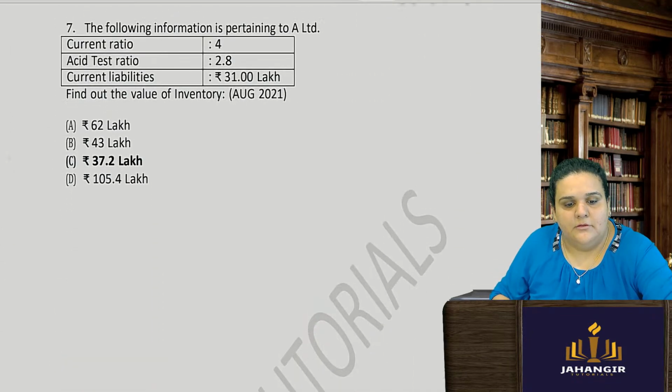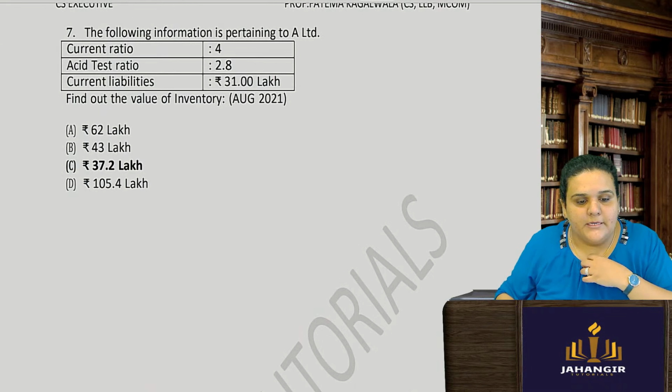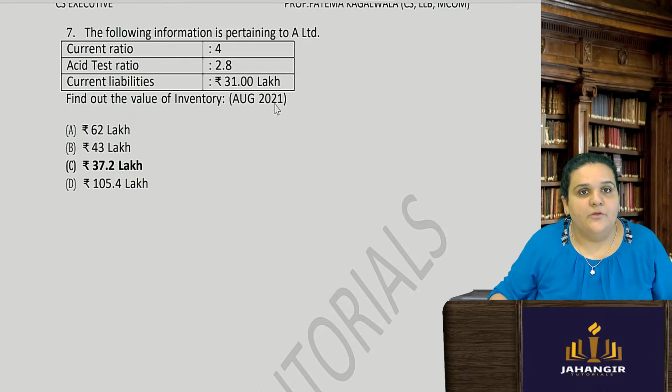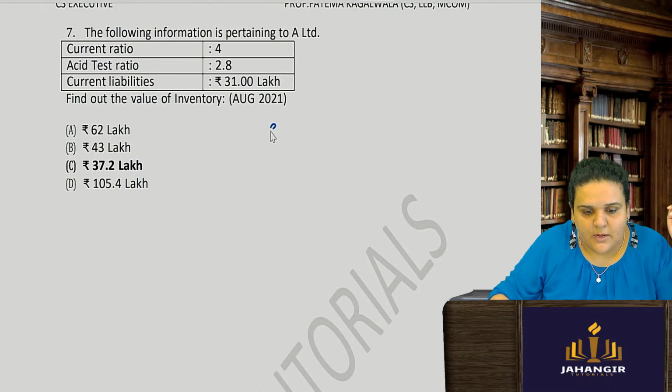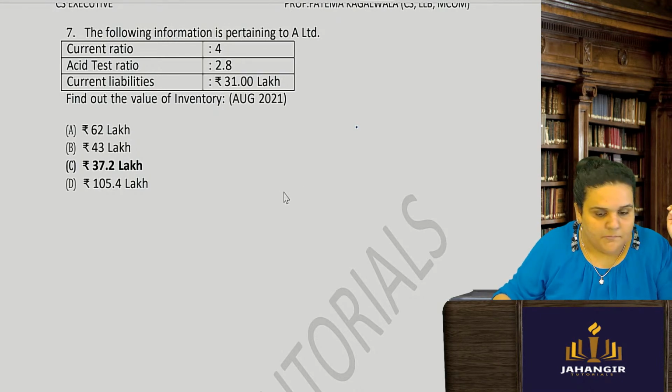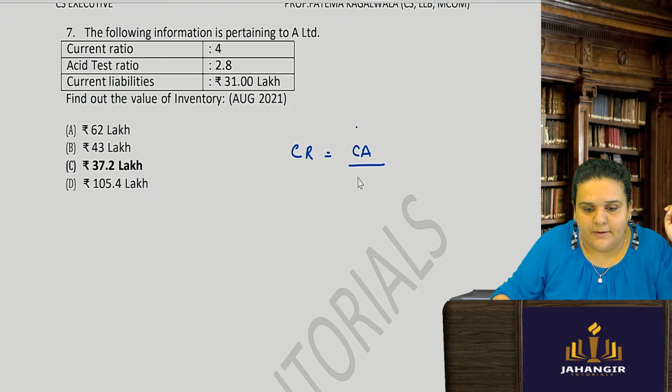Question number 7. From the following information pertaining to A Limited, there is a current ratio 4, asset test ratio is 2.8, current liabilities is 31 lakhs. We have to find the value of inventory. Okay, so current ratio, since my current ratio is given to me. Current ratio is equal to current assets upon current liabilities.